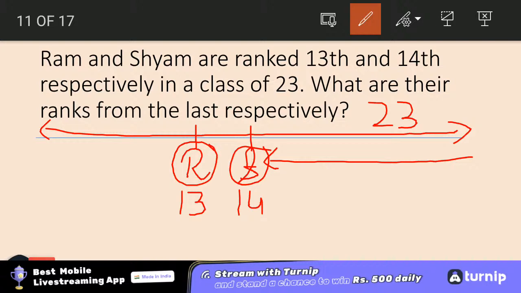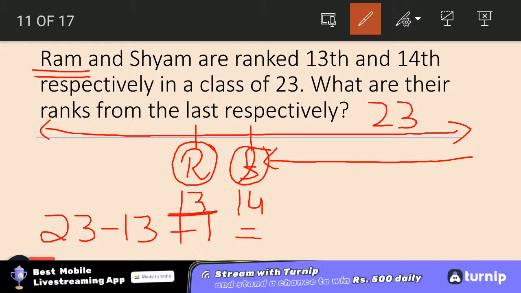So if we are talking first about Ram, see students, in the MCQ form you need to be very careful. Always check the answer for the one who is mentioned first. Ram is mentioned first, so we will first find Ram's position. What were the total students? 23. Minus Ram's position, that was 13, and plus 1. Why plus 1? Because we have to include Ram as well. So 23 minus 13 would give us 10, and 10 plus 1 would give me 11th. So Ram is 11th from the last.